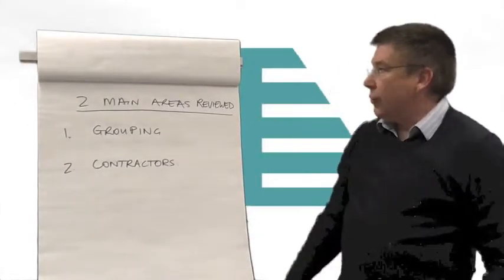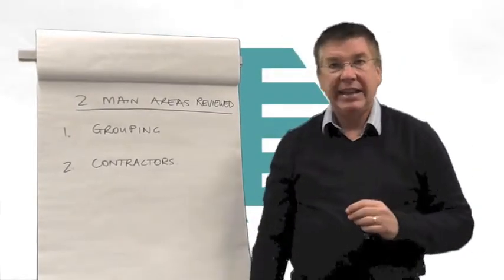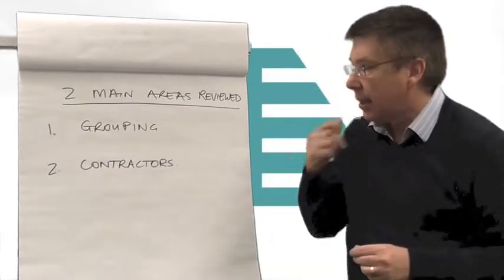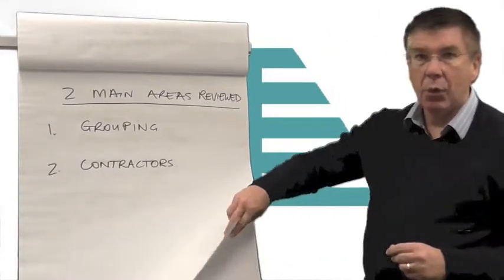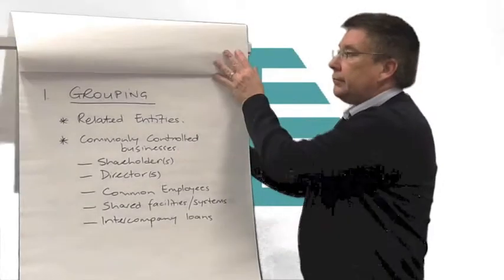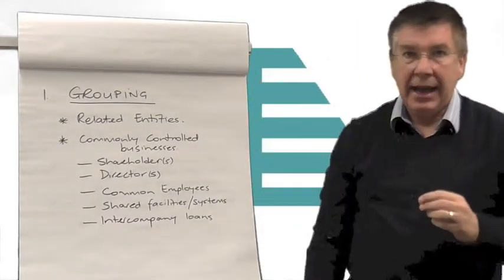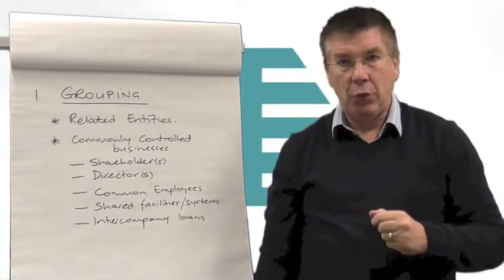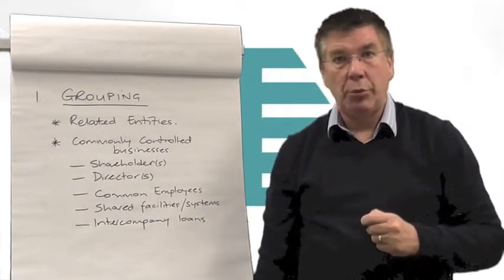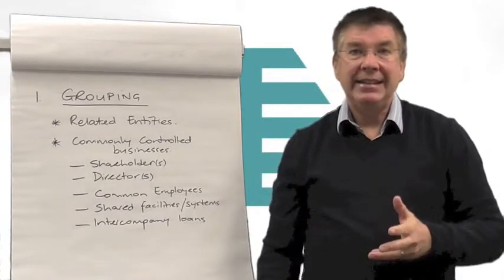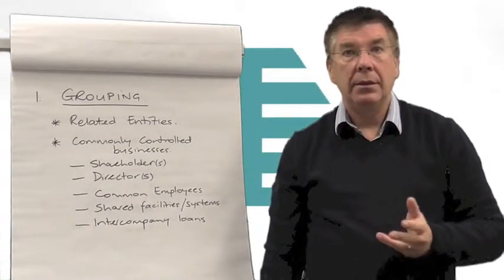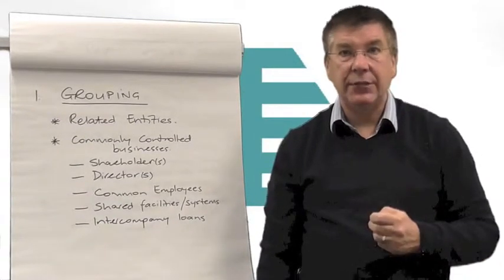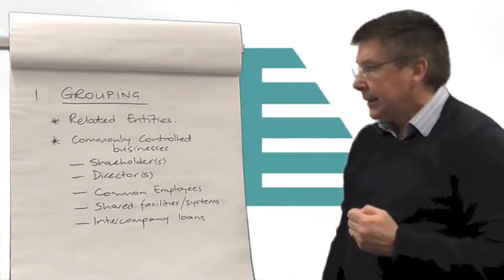The two main areas that are being reviewed by the OSR are in the area of grouping and contractors. Let's take a look first at what we mean by grouping. The OSR argue that companies should be grouped if they are first and foremost related entities under the Corporations Act. Related entities, as an example, are commonly a holding company and subsidiary companies. They would be classified as related entities.